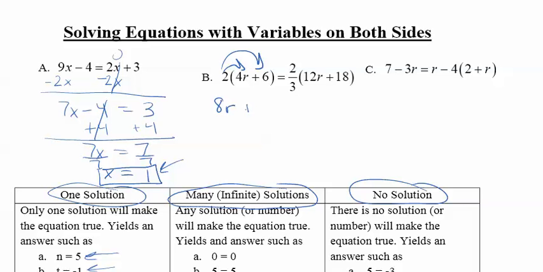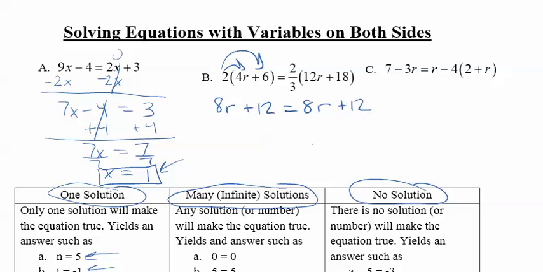8r plus 12 is equal to, well, what's 2/3 times 12? Well, 12 times 2 is 24, then divide by 3, and so that's going to be 8r. And then 2/3 times 18, well, that's 2 times 18 equals 36 divided by 3 is going to be plus 12. Okay, so you can see here that I end up getting the same thing on both sides, okay? Well, I have 8r plus 12 is equal to 8r plus 12.